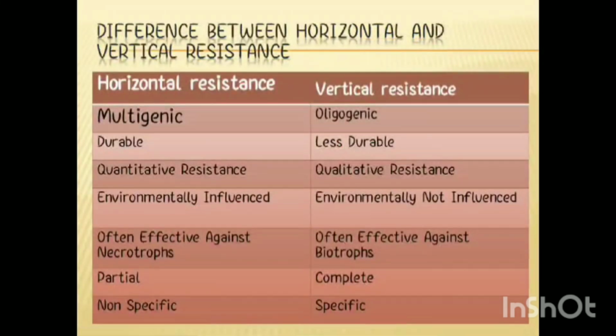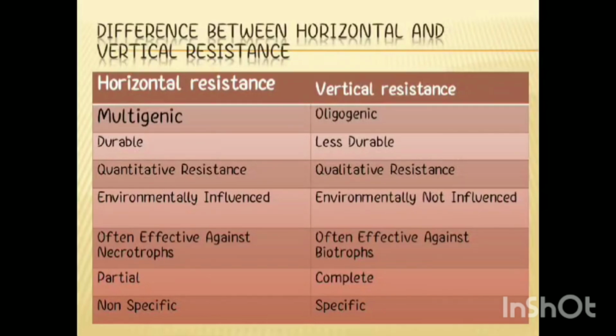Next, the difference between horizontal and vertical resistance. Horizontal resistance is multigenic. Vertical resistance is oligogenic. Horizontal resistance is durable. Vertical resistance is less durable. Horizontal resistance is quantitative resistance. Vertical resistance is qualitative resistance. Horizontal resistance is environmentally influenced. Vertical resistance is not environmentally influenced.